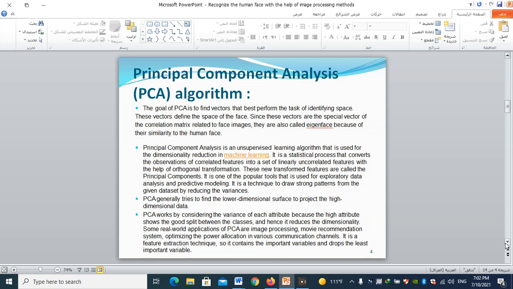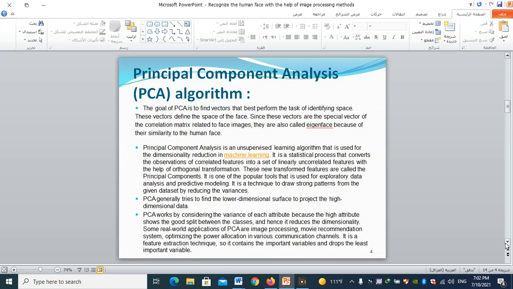The principal component analysis, PCA, algorithm. The goal of PCA is to find vectors that best account for the task of identifying faces. These vectors define the space of the face. These vectors are the eigenvectors of the covariance matrix related to the face images. They are also called eigenfaces because of their similarity to the human face.